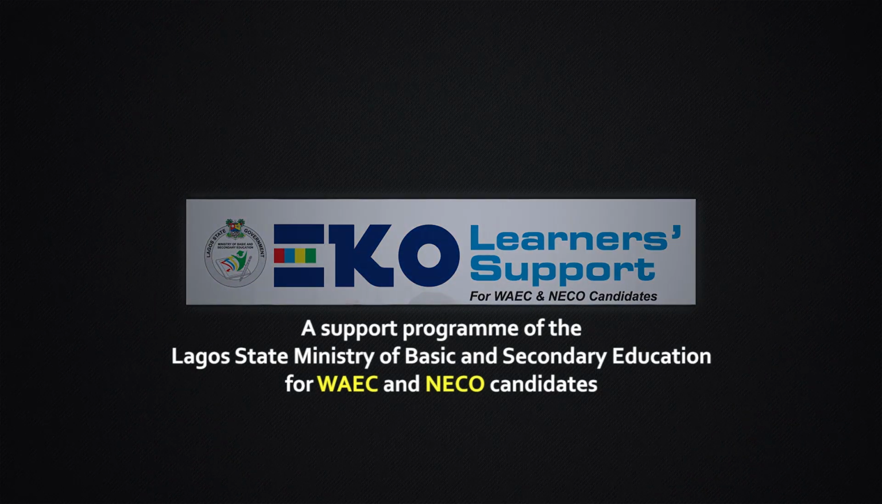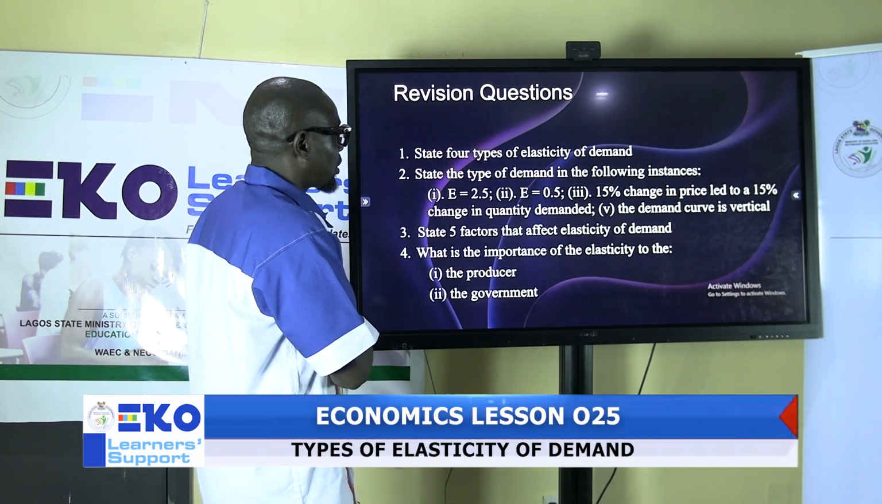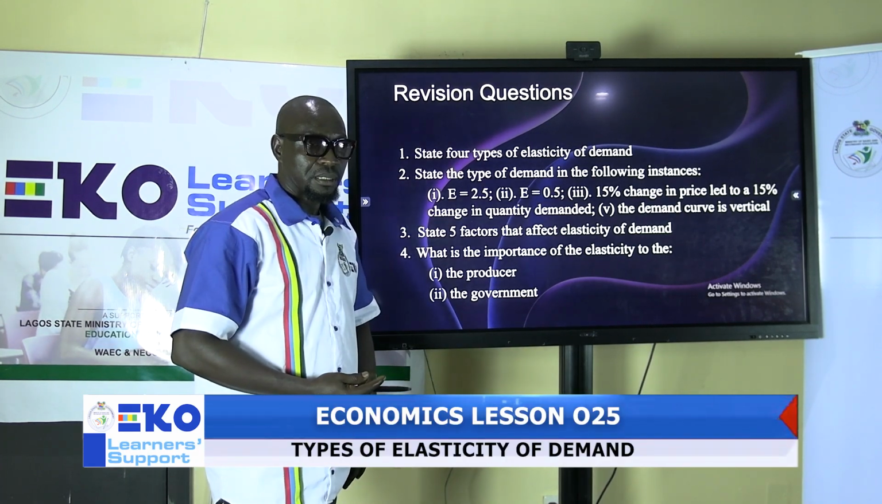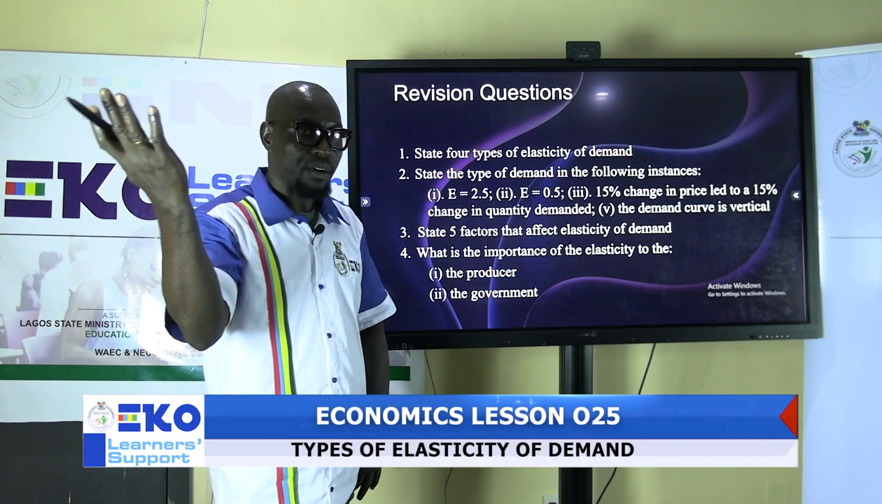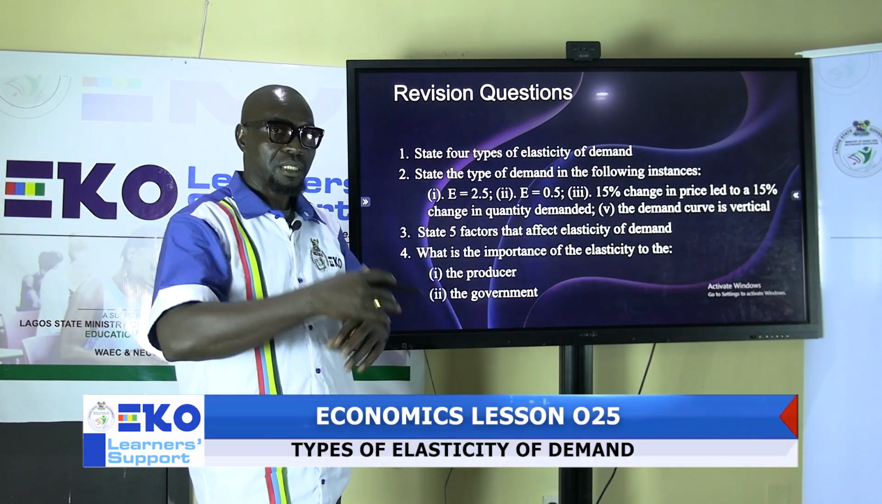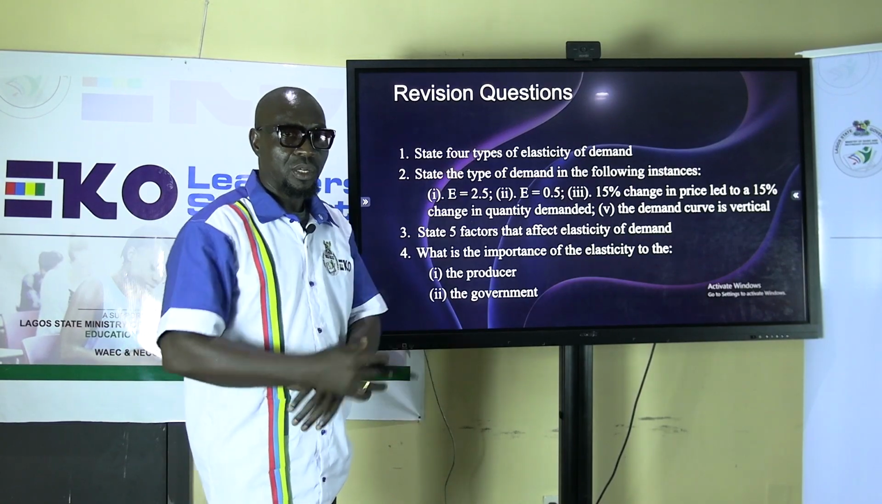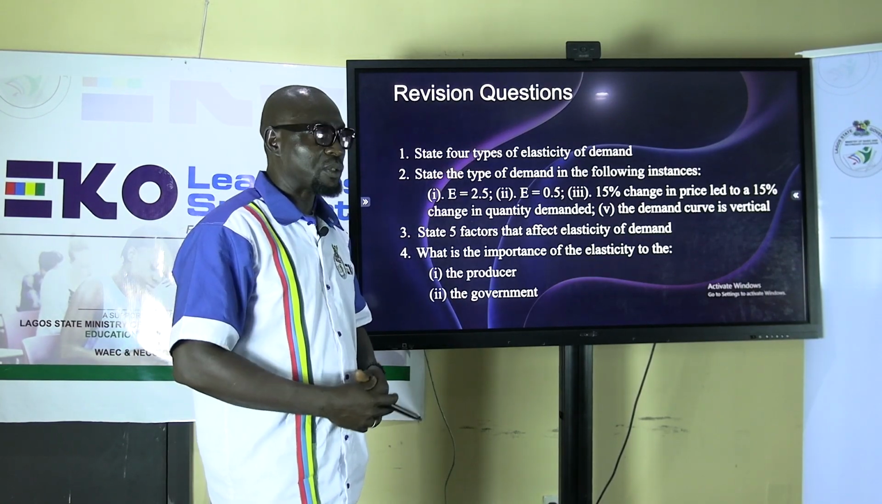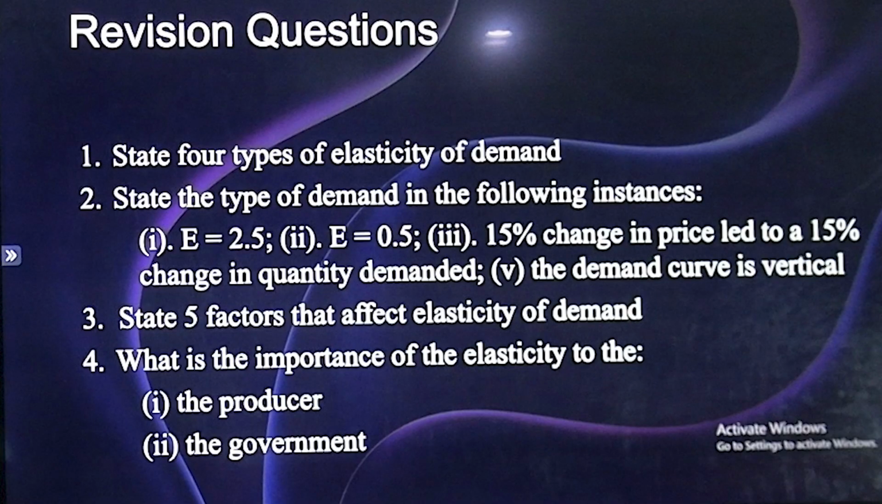Now, revision questions. Four types of elasticity of demand, off the top of my head: you have elastic demand, inelastic demand, unitary elasticity, zero elasticity, or infinitely elastic demand, or perfectly elastic demand. State the type of demand in the following instances. If the coefficient of elasticity is 2.5, this means it is greater than 1, therefore it is elastic. If elasticity is 0.5, in this case it is less than 1, therefore it is inelastic.